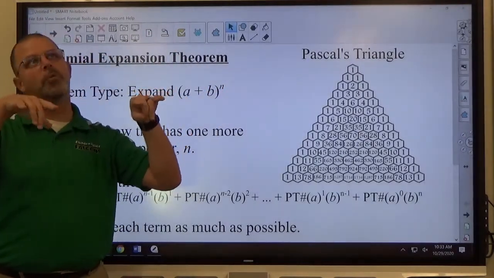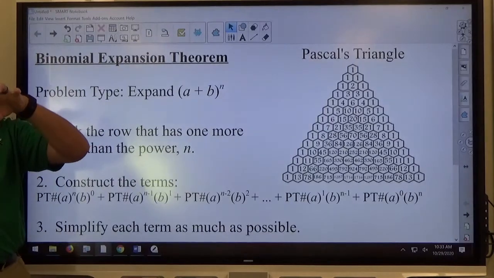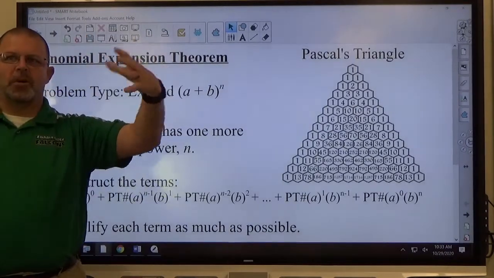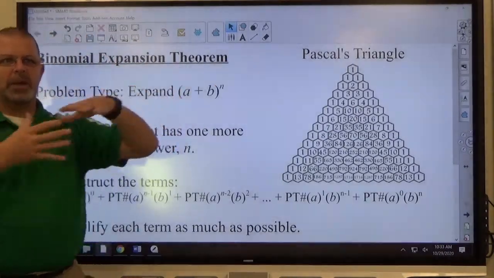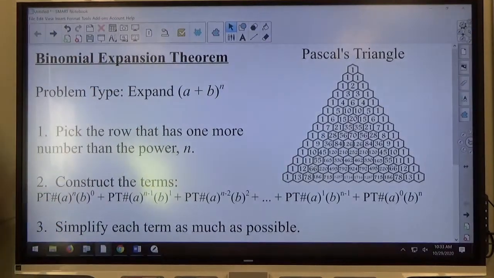That's three trinomials. I have to multiply two trinomials together. That's going to give me some 5-term polynomial times a trinomial. It ends up being about half a page. So what I'm going to show you today is called the binomial expansion theorem.